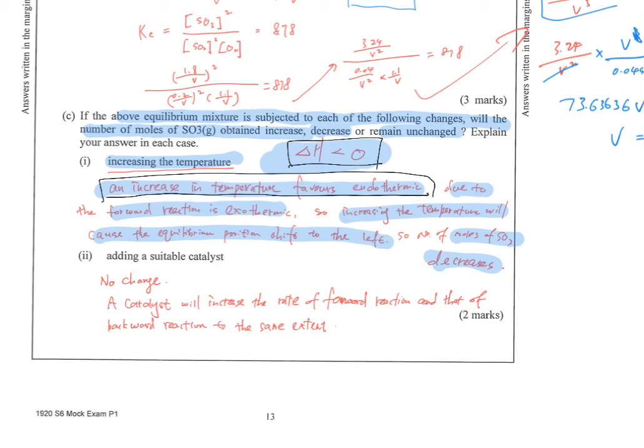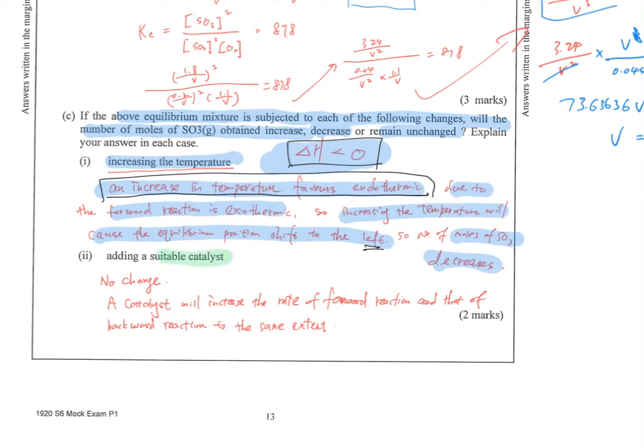So if an increase in temperature favors endothermic, that means when you increase temperature, the equilibrium position will shift to the endothermic reaction direction. The endothermic direction here is the backward reaction, so the equilibrium position shifts to the left. Okay, and then the second one: add a suitable catalyst.